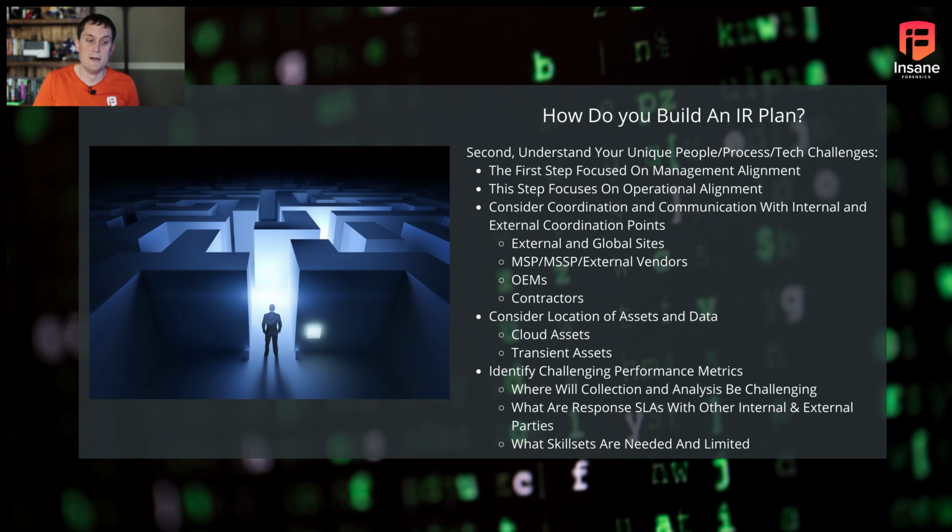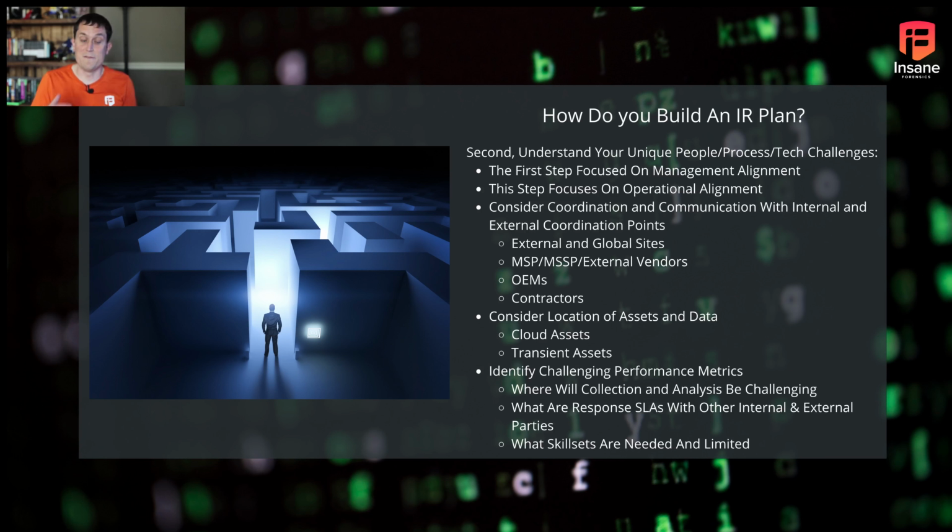You need to also identify, we talked about performance metrics here, where the challenges are going to be to your performance metrics, right? What are the response SLAs of those internal and external parties? If I have a service level agreement of, I need this information within 24 hours, and you have an external partner, another business unit that doesn't have to get you data within that 24-hour window, you're either going to have to say, okay, based on the information we have, this is what we know. That might not be suitable, right?